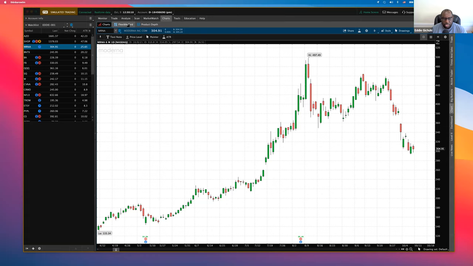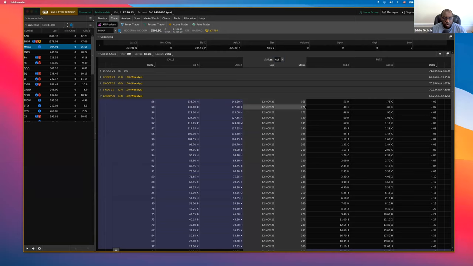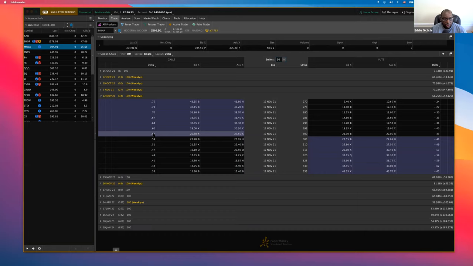But the other thing that delta is telling us is that for every $1 movement of the price of Moderna, every time it goes up by $1, guess what? We make $100, right? When that delta is 98, we make $100, or $98. Whereas if we were at the money, every time we move up by $1, we make $57, give or take.